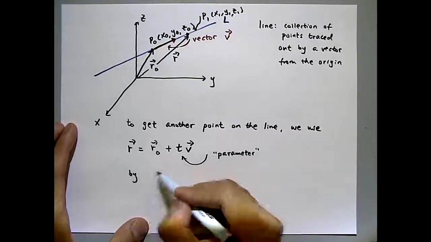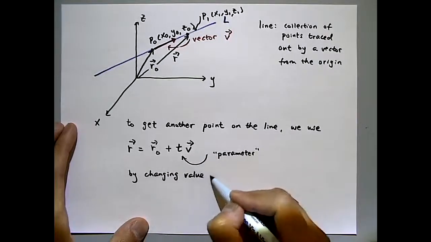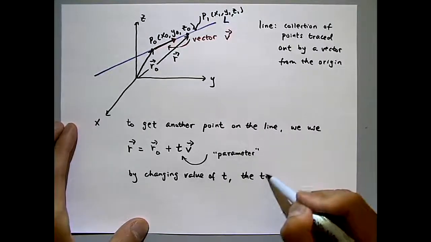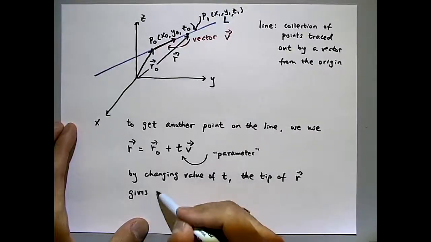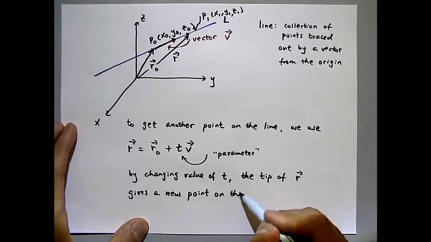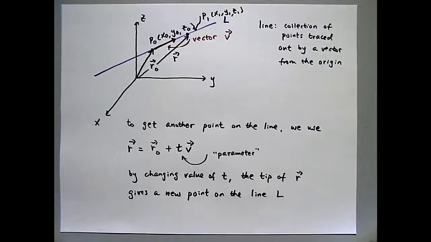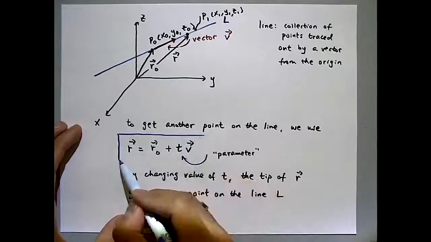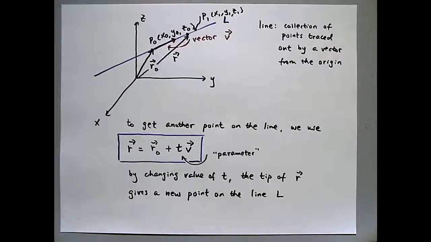And here, by changing the value of t, the tip of r gives a new point on the line L. So this right here is an equation, one way to specify a line. And not just in three-dimensional, in any dimensional world.